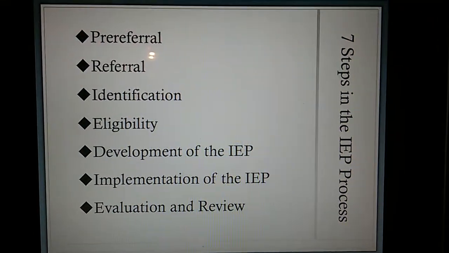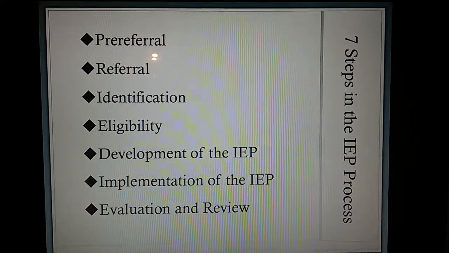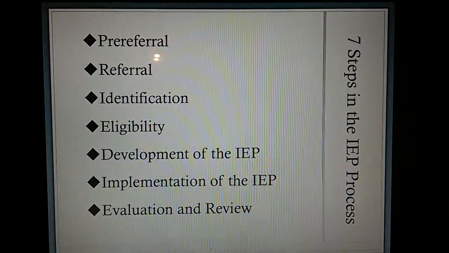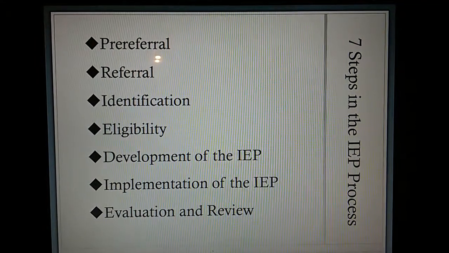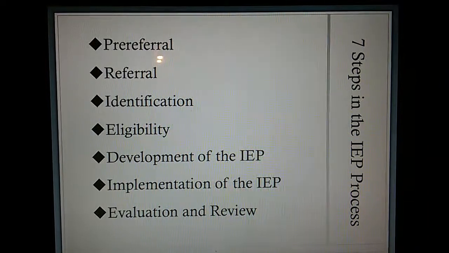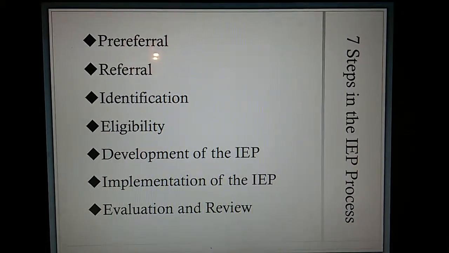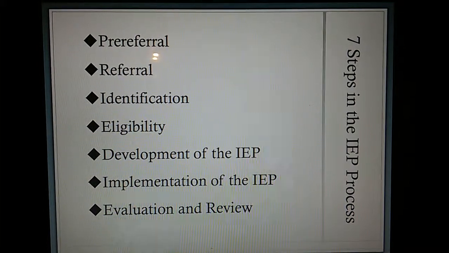The IEP process can be divided into 7 steps: pre-referral, referral, identification, eligibility, development of the IEP, implementation of the IEP, and evaluation and review. Let's look at each step individually.